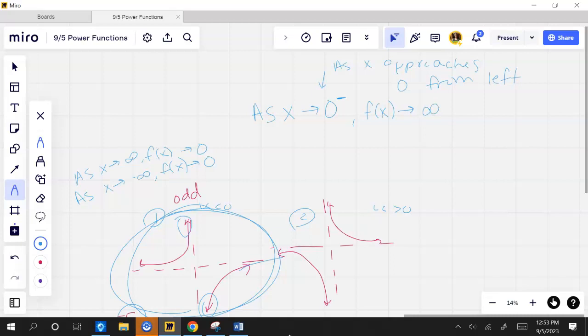Now I do the same thing, but I need to come in from the positive side. And this is the part that gets confusing as to which side you're looking. So now, as I approach zero from the positive side, f of x approaches what? Negative infinity. Does everybody see where I'm getting those values? Where the little plus and the little minus are coming from?